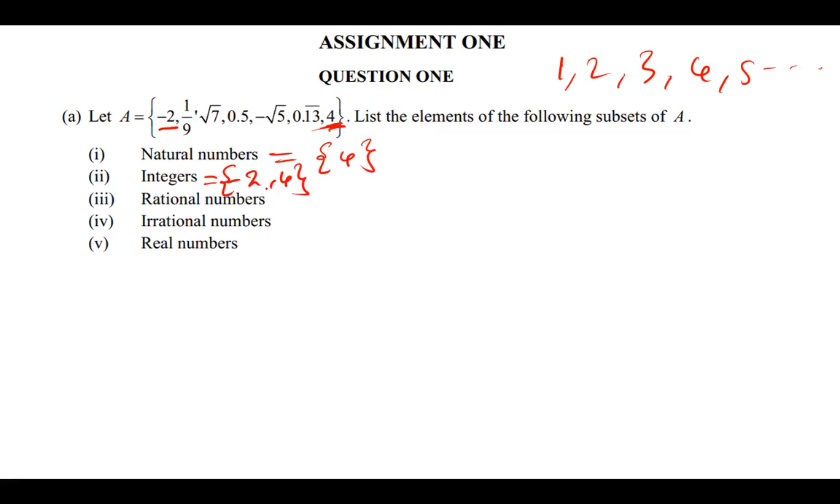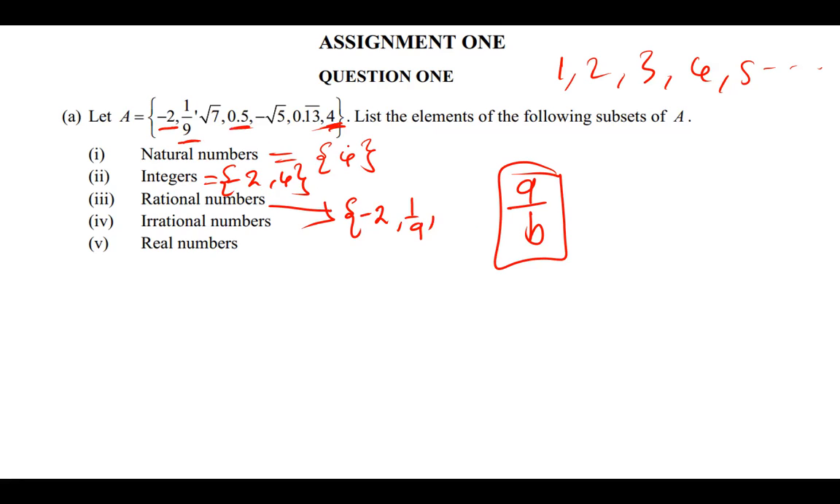We also have rational numbers. Rational numbers are simply numbers that can be expressed in the form A over B, meaning any number that can be expressed in fraction form. So in this set, we have -2. Then apart from -2, we have 1 over 9. Then we also have 0.5. You can express it in the form A over B.